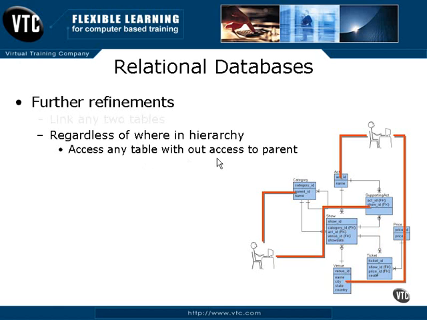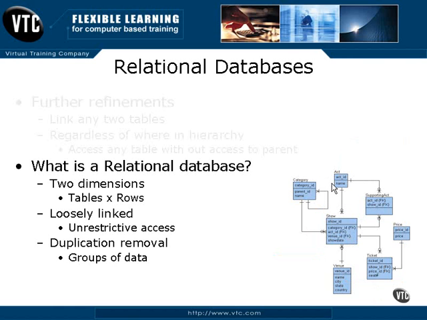You can access any table without access to the parent. So this user can look at acts and he can look at venues, but he doesn't have to access the show table or the supporting act to access those two objects. Similarly, this user down here can access categories or supporting acts directly without having to search from a root node through other objects. What is a relational database?